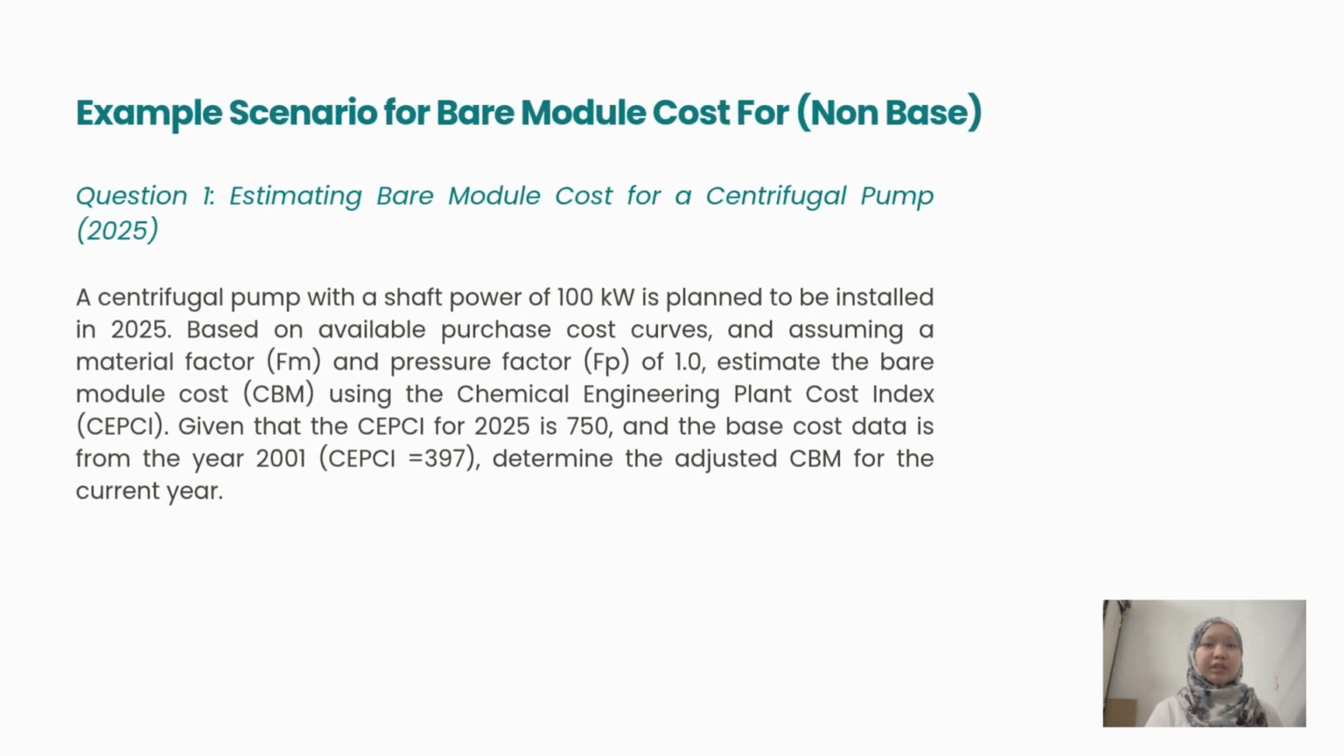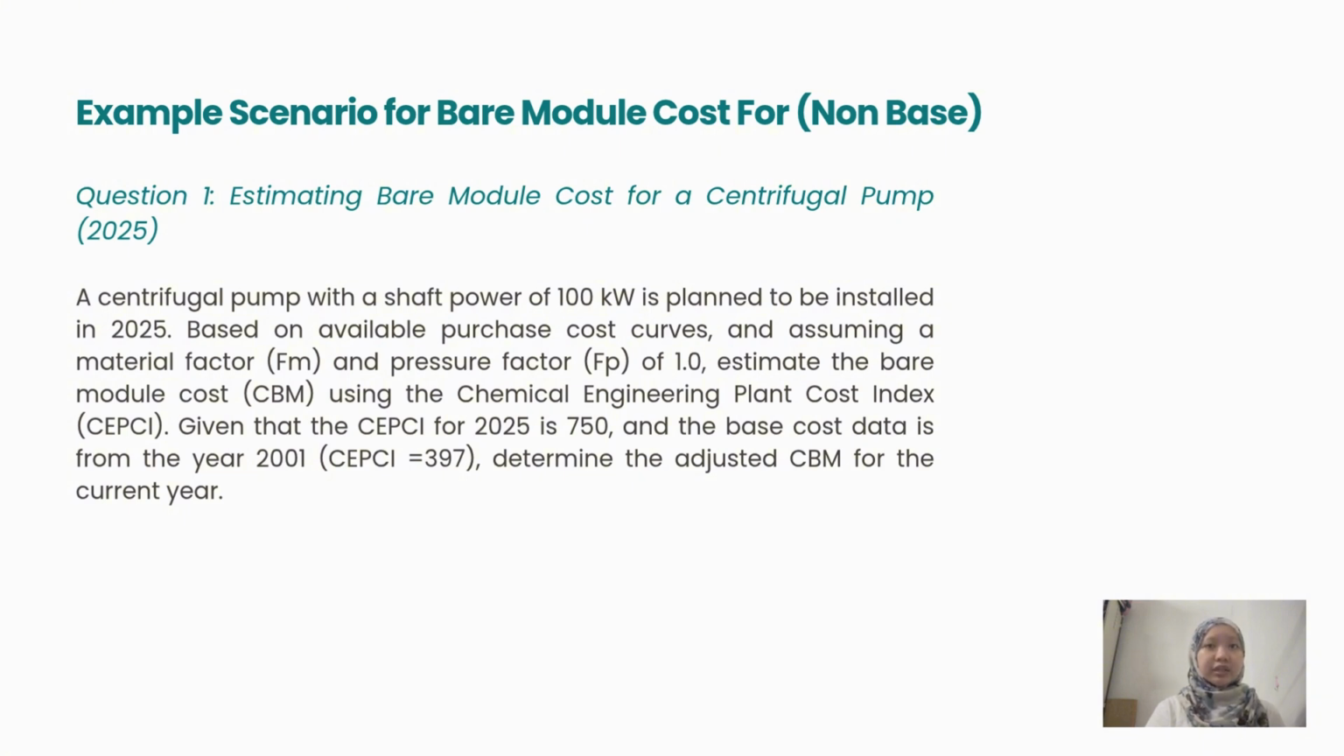Now I will proceed to some example scenarios for bare module cost for non-base. For question 1, estimate the bare module cost for a centrifugal pump in 2025. A centrifugal pump with a shaft power of 100 kW is planned to be installed in 2025. Based on available purchase cost curves and assuming a material factor and pressure factor of 1.0, estimate the bare module cost using the Chemical Engineering Plant Cost Index. Given that for 2025 it is 750 and the base cost data from the year 2001 is 397. Determine the adjusted CBM for the current year.